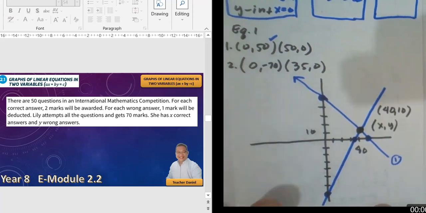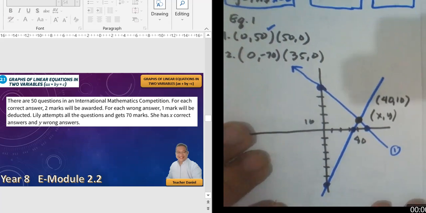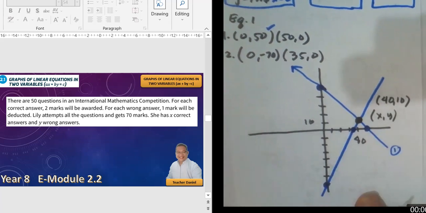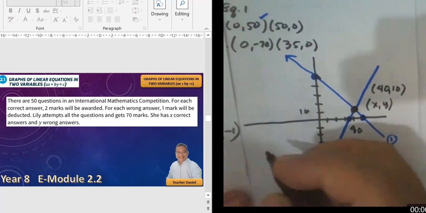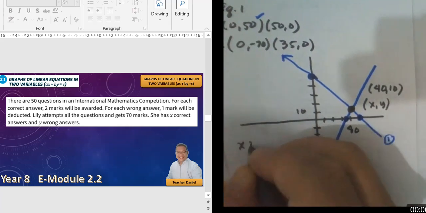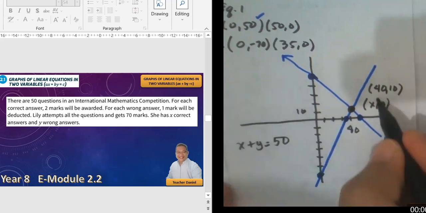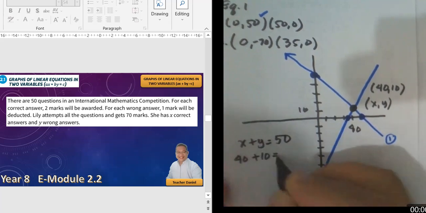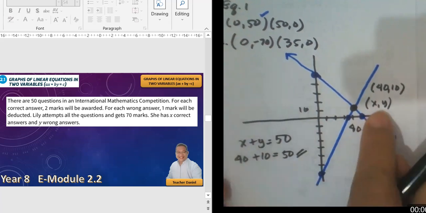So let's try to check here, by the way. So let's try to check. Our first equation, we said a while ago, sorry, I'm using some Tagalog. I forgot that I'm doing an English video. So x plus y is equal to 50. Let's test this with (40, 10). If x is 40 and y is 10, is it equal to 50? Yes. So therefore, that's really a solution.